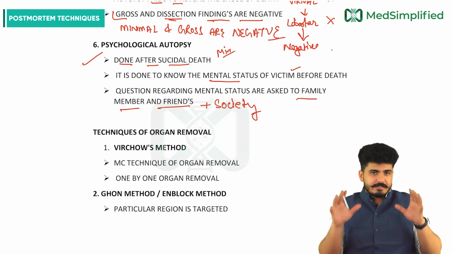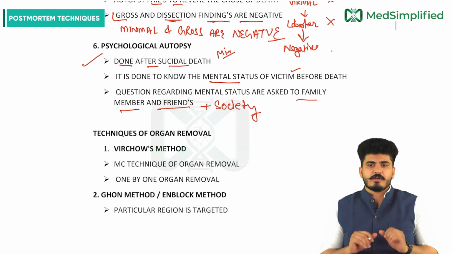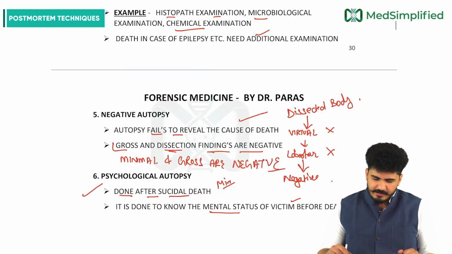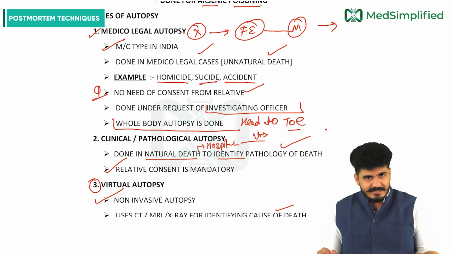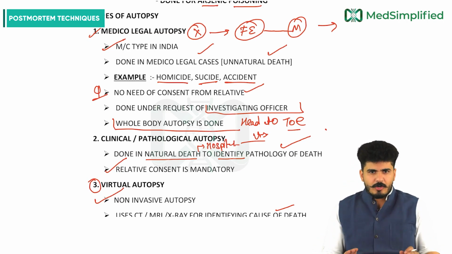So this type of autopsy is called psychological autopsy, my dear friends. So these are the 6 types of autopsy. I want to revise for all of you. So 6 types of autopsy what we have studied right now. What are they? Number 1 type is medico-legal autopsy, most common in India.